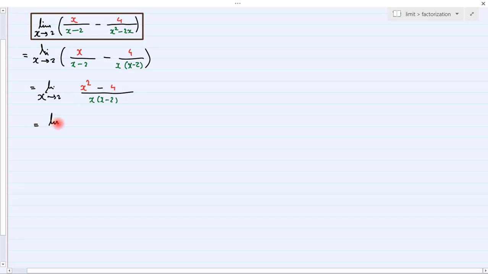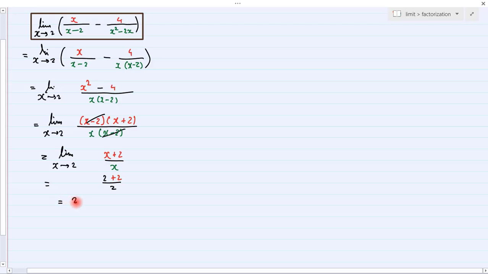Now, in numerator, we can factorize x square minus 4 as x minus 2 into x plus 2 upon x into x minus 2. So your x minus 2 will cancel out and we are ready to substitute our limit x tends to 2 into (x plus 2) upon x. So just replace your x by 2. So you'll get 2 plus 2 divided by 2, or we can say 4 by 2, or 2 is the final answer. Ta-da!